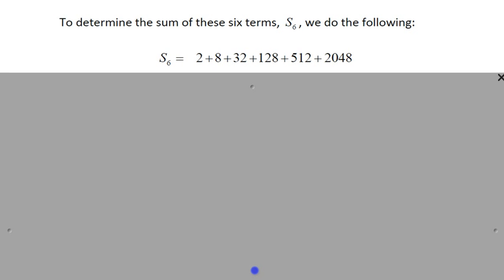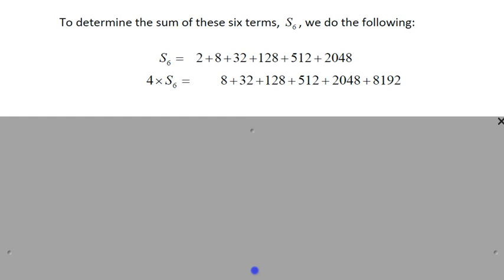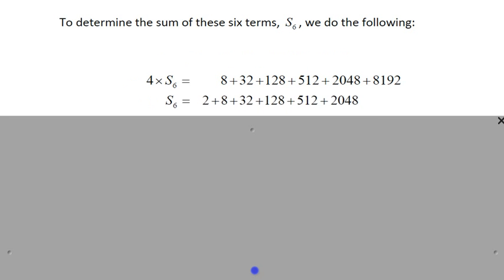So what happens if we multiply everything by 4? Well, we end up with the same terms, except for the first term here and the last term there. The other terms are the same. So what we can do is subtract. I line it up, so this minus this. We get 4 times S6 minus S6. How many S6s will there be? There'll be 3 of them, right?